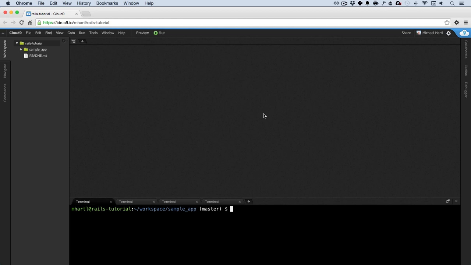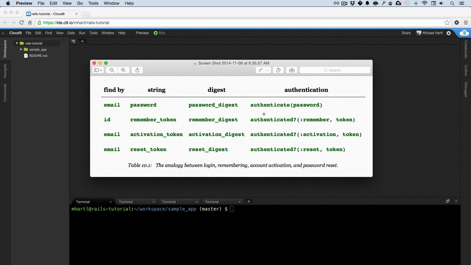Both account activations and password resets will use a pattern that we've seen before. So let's take a look at a table, get a sense of where we're going. Before, with regular login, we had a find by email and then used a password that was then compared to a password digest using the authenticate method. Then with remember me, we found by the ID, which was in the session, and then used the remember token essentially as a password, and then compared it to the remember digest, and we used an authenticated question mark method that we wrote. This right here is an example of a generalized authenticated method that we'll write in this lesson.